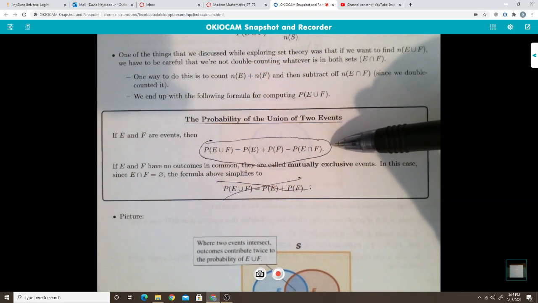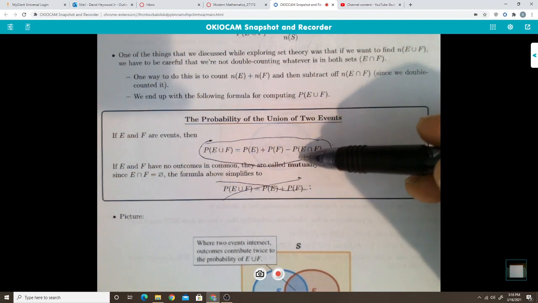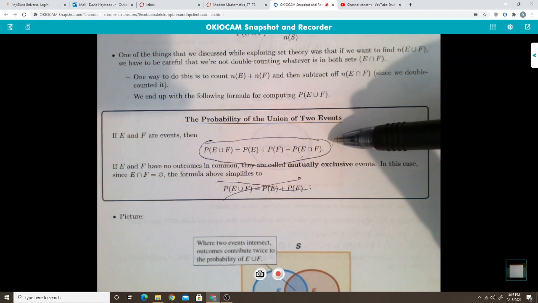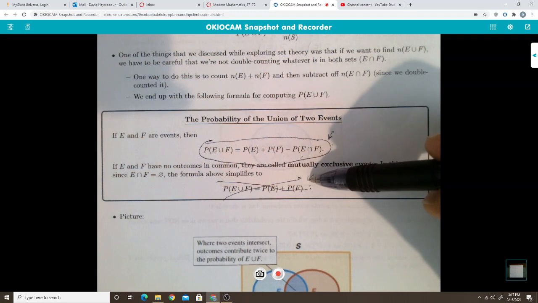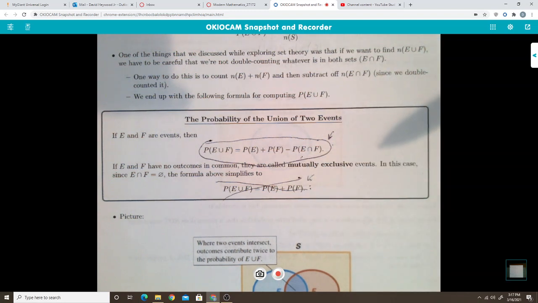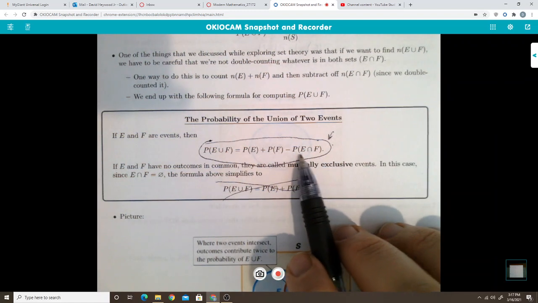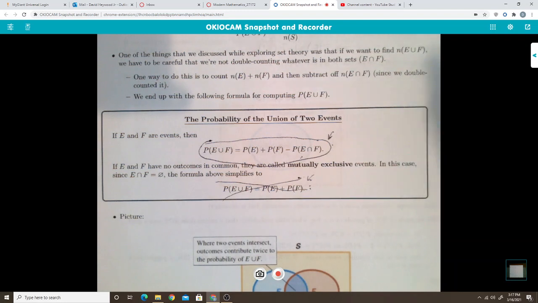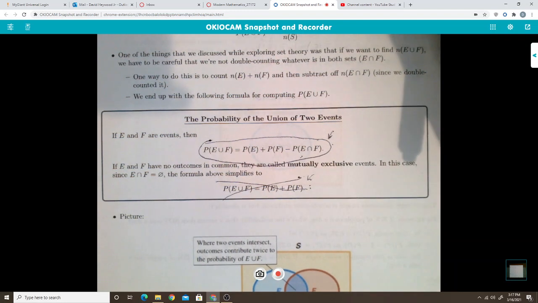And the nice thing about using this formula is that if E and F happen to be mutually exclusive, this term is going to go away anyway. So you're going to get the answer right if you use this formula every single time. If you use the other formula every single time, sometimes you'll be right, but most often you'll be wrong. Okay? So use the top formula, right? Make sure to subtract off whatever the events have in common.